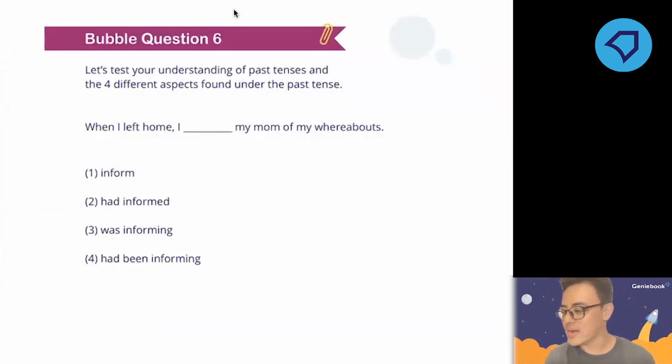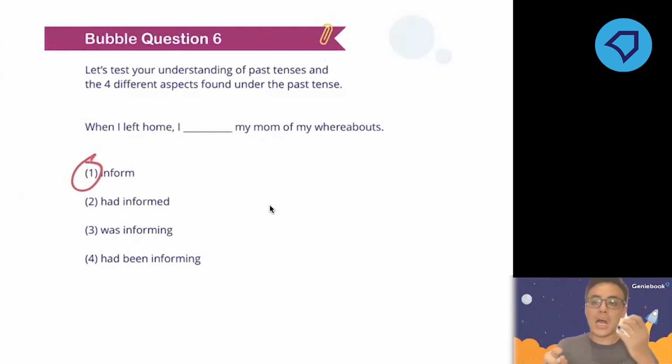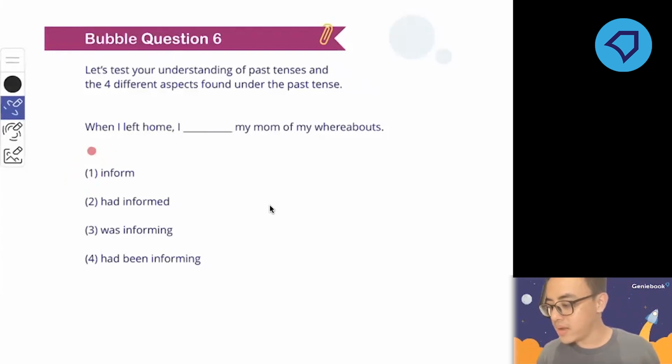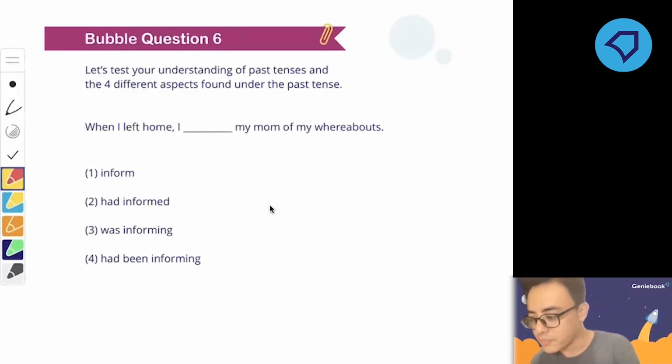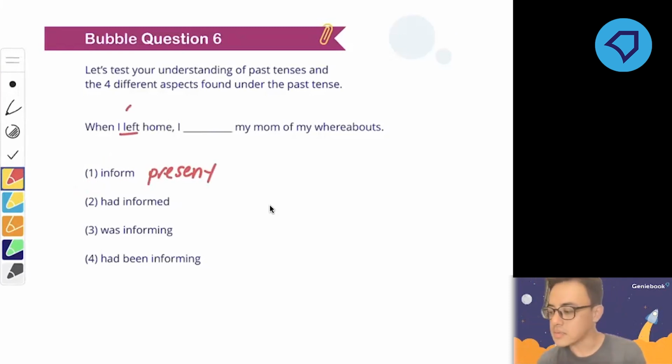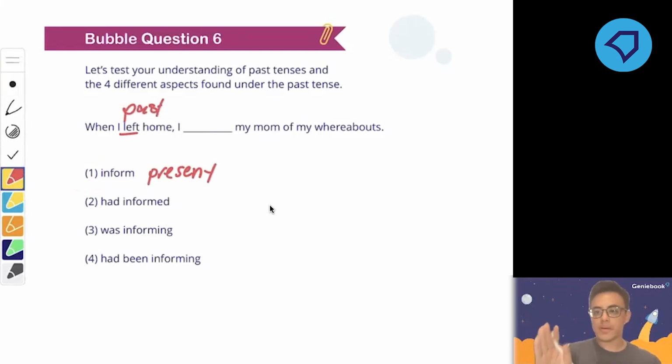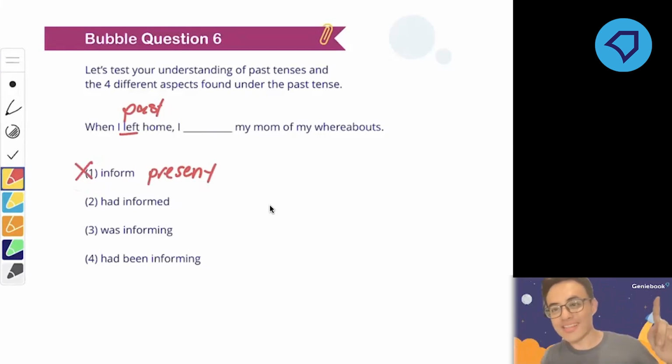Question number 6. When I left home, I warned my mom of my whereabouts. Coming to you in 3, 2, 1. Let's go. Quite a few of you answered number 1, which is strange because number 1 is what tense? Number 1 is present. But left, boys and girls, is the past tense. So you can't use one past and one present, right? You already have one past tense. So number 1 is definitely wrong. You don't need to inform your mom for a long time, right? You just inform and then that's it. So number 3 is wrong.